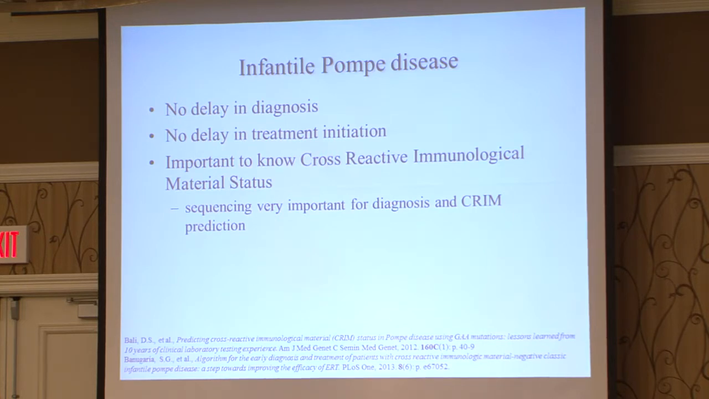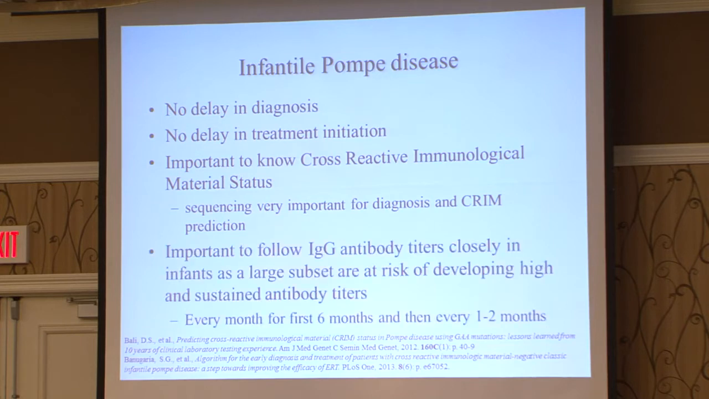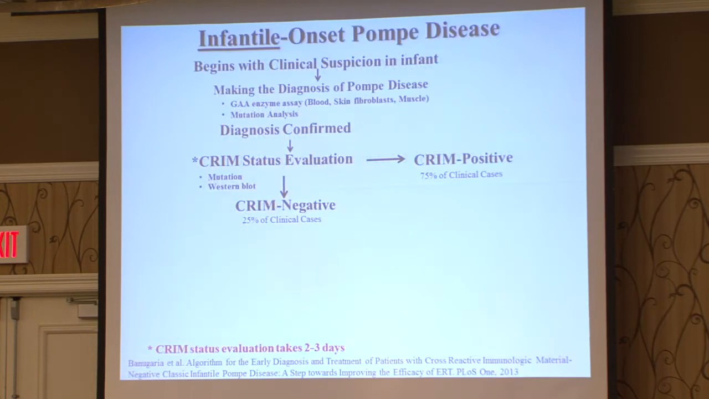But moreover, as we enter into the arena of newborn screening, there is also the pseudo-deficiency allele, which is where you have a low enzyme activity outside the body, but truly the patient does not have a deficiency. And then to follow the antibody titers closely in infants, as a large subset of them can develop high and sustained antibody titers. So every month in the first 6 months, and then every 1 to 2 months. I think we're going to hear more about this through the rest of the day.